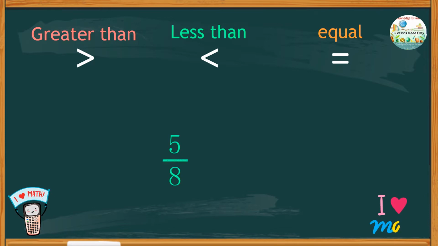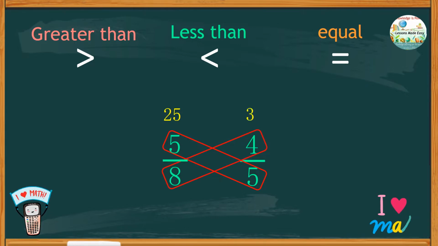Compare 5 over 8 to 4 over 5. We will do the easiest method, which is cross multiplication. For the first set, we have 5 times 5, we got 25. And the other is 4 times 8, which is 32. Obviously, 25 is less than 32. It means 5 over 8 is less than 4 over 5.